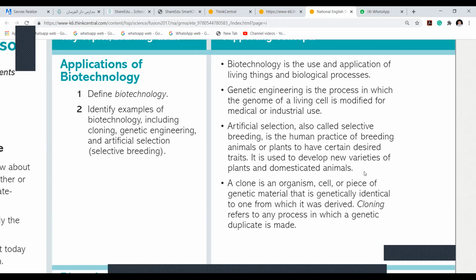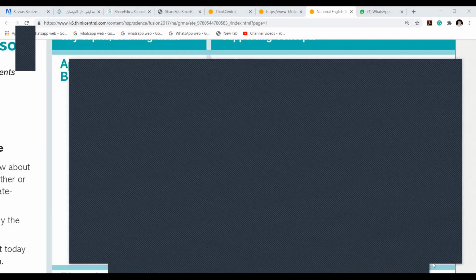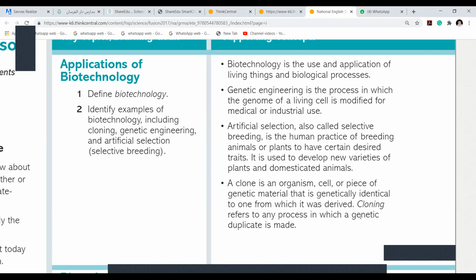Genetic engineering is the process in which you take a gene of a living cell and you take it to the industry, or you take it for some medical use. That is called genetic engineering. Even if it is still being tested and you don't know if it works or not, it is still biotechnology.